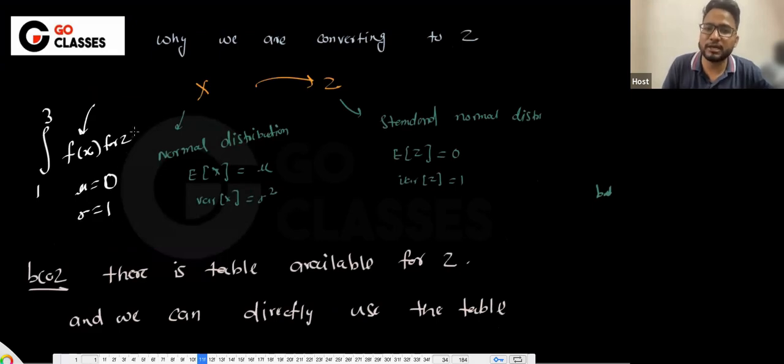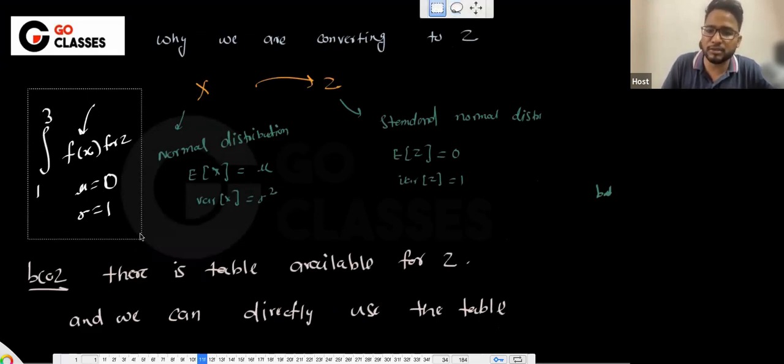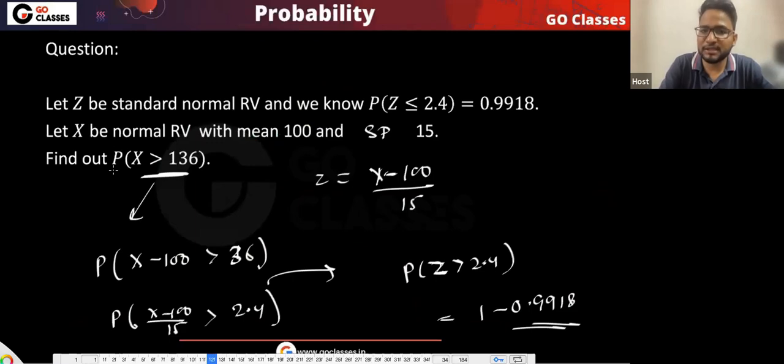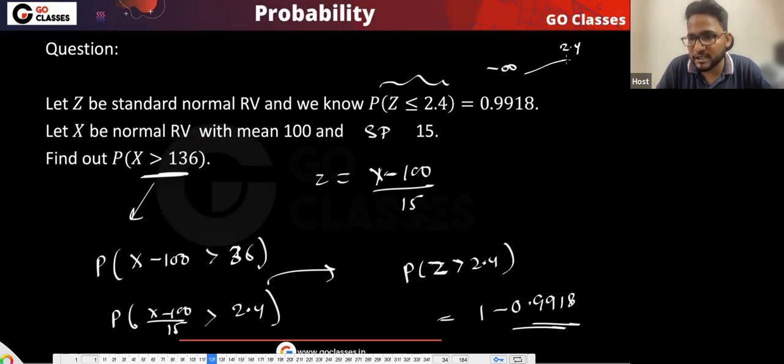That's why, instead of working with x, we work with z. What is the benefit of working with z? We already know the answers. There is a huge table, and you can just look up that table and get your answer. In the exam, instead of giving the table, they will give us the particular value, for example that z is less than or equal to 2.4. In the table, you will go for the minus infinity entry, and the 2.4 entry, and say minus infinity to 2.4.